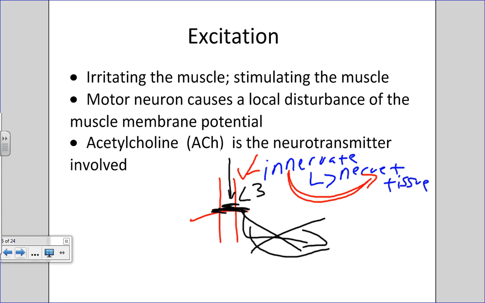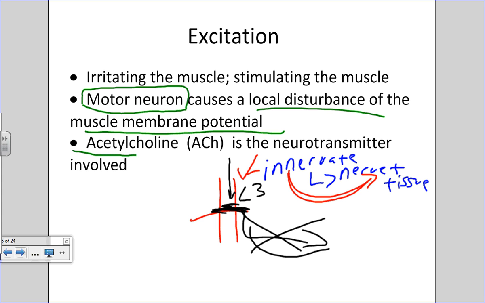So remember, nerves innervate muscles. And the nerves that innervate muscles for the purpose of a contraction are called motor neurons. As it states here, they cause a local disturbance of the membrane potential. So they irritate the muscle tissue, and they do this by releasing a neurotransmitter called acetylcholine.